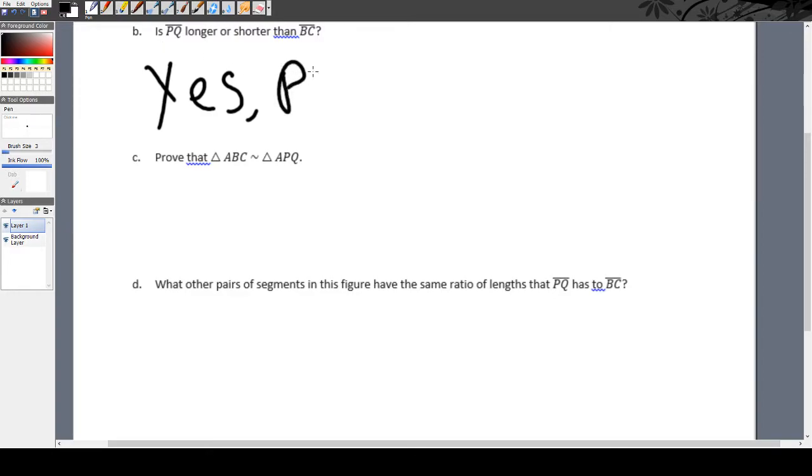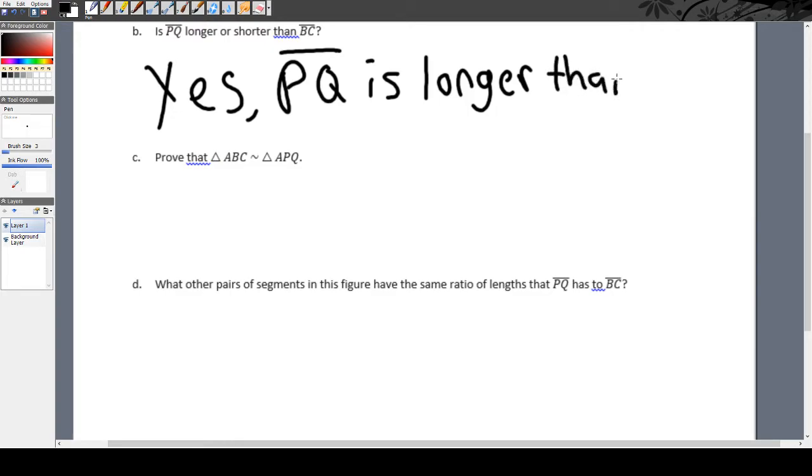So PQ is longer than BC. So now we can move on to question C. Prove that triangle ABC is similar to APQ.